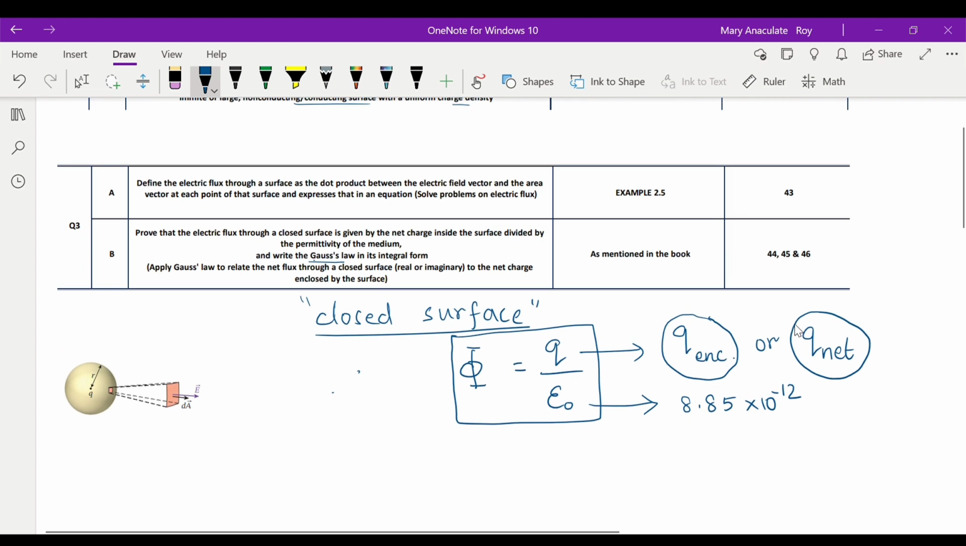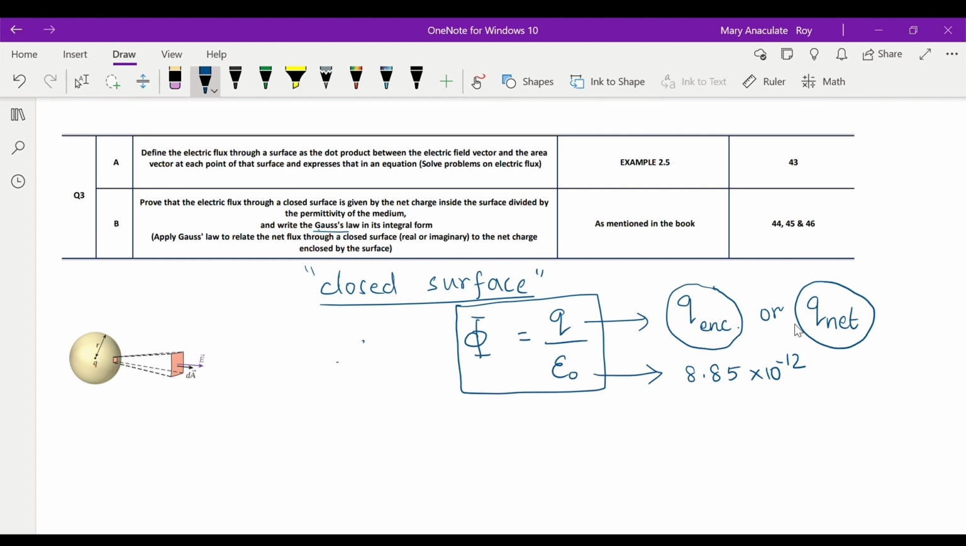You can learn the definition as given in the textbook, or I'll be giving it at the end of this video. Learn it, please. Now, we can derive the same, because the definition mentions a dot product at each point and expresses that in an equation. Let's go through how, from Coulomb's law, you can derive the same formula.